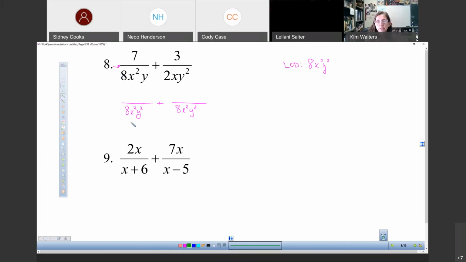I just want to know which variable is different. There you go. The y and the y squared. One of them has a y and one of them has a y squared. So what I need to change is the y. So that's the only thing I'm going to have to multiply both the top and the bottom by.